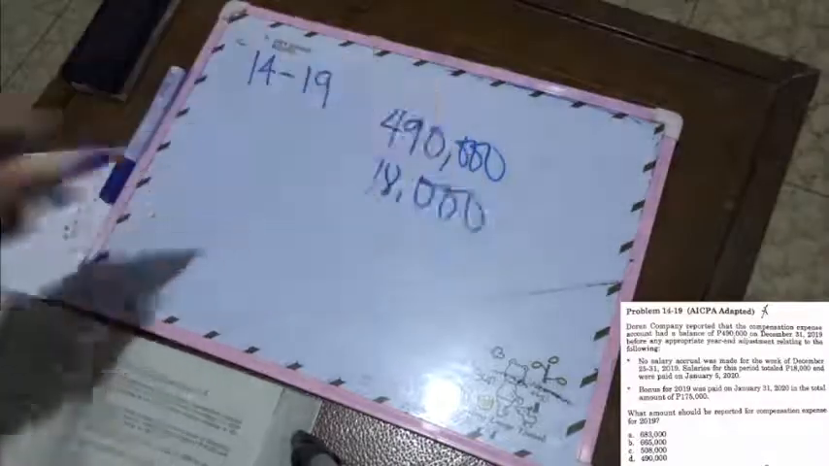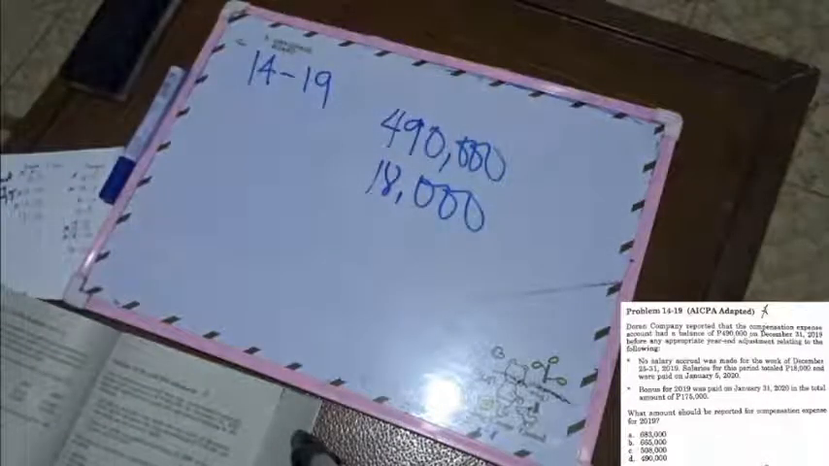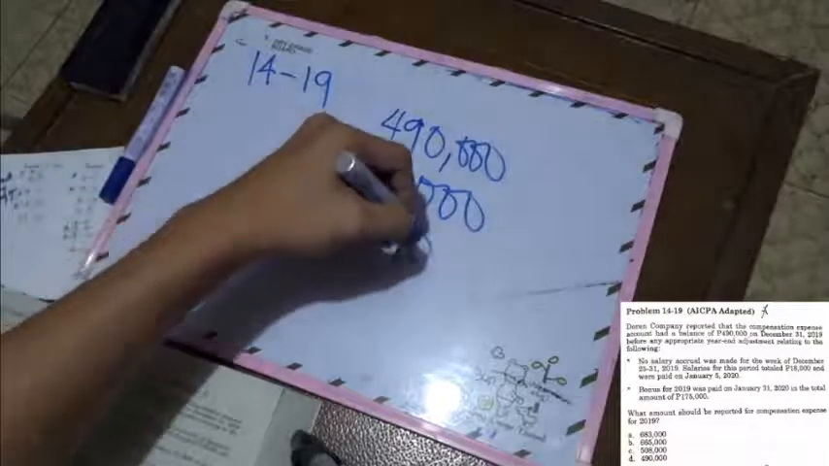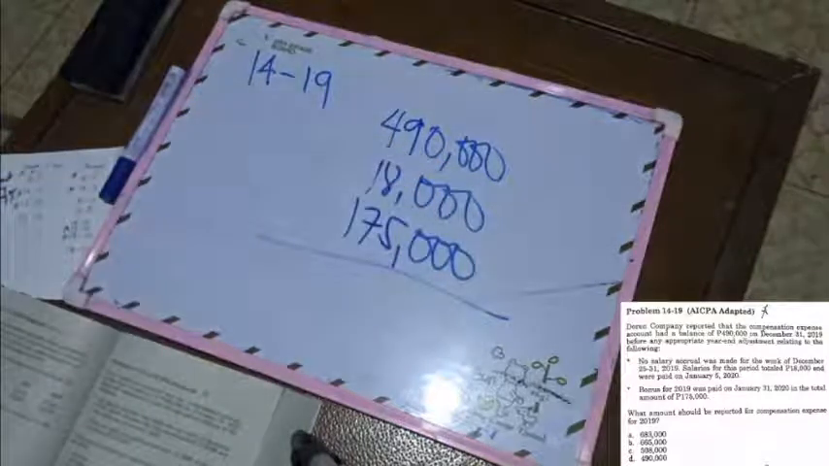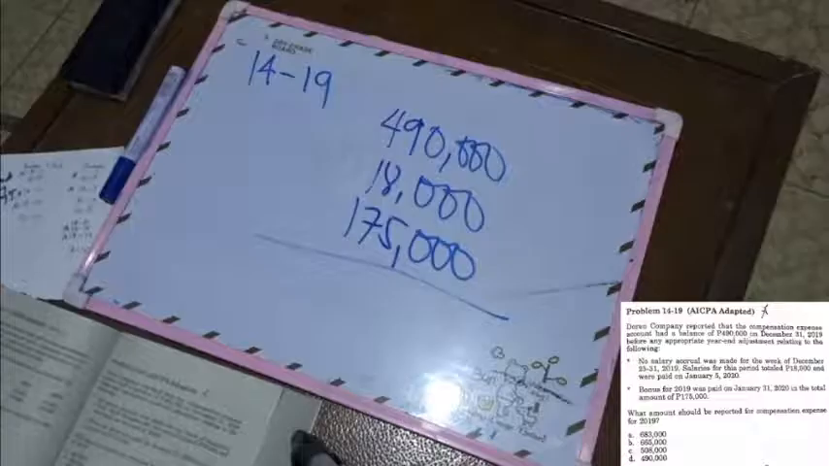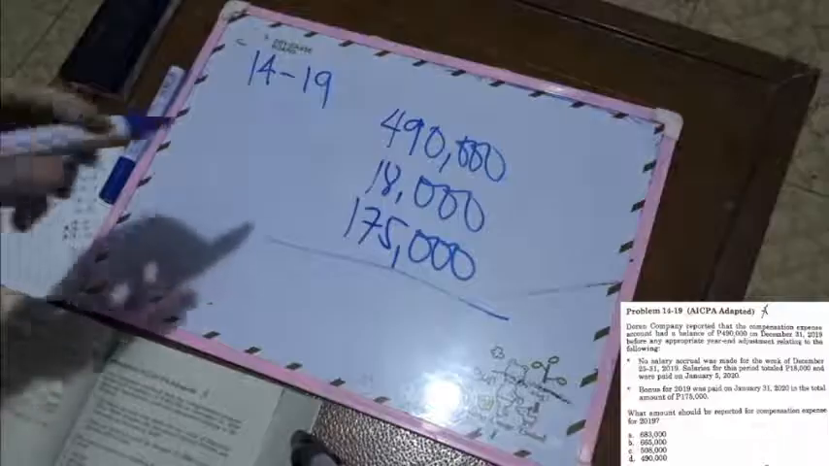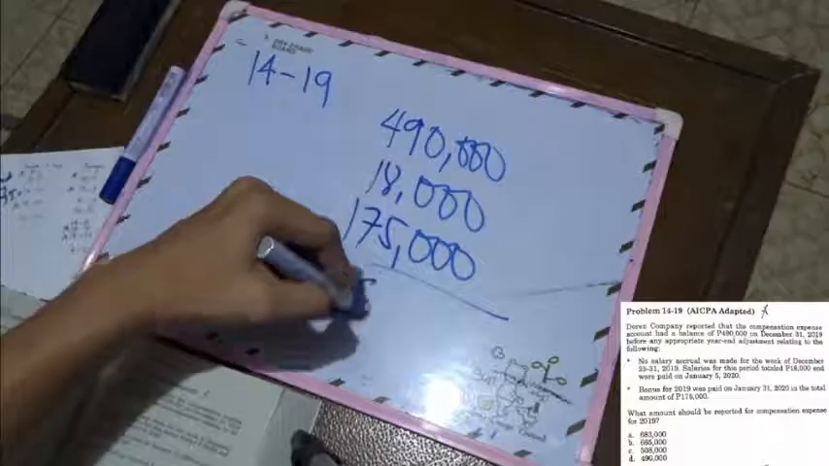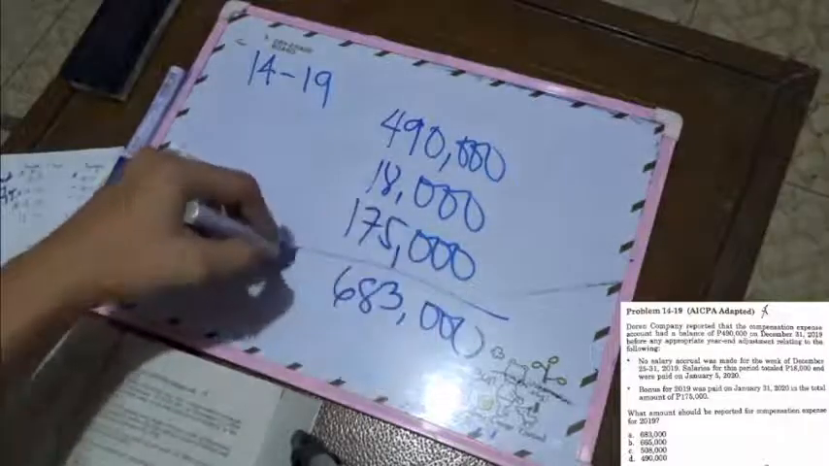18,000. Next, bonus for 2019 was paid on January 31, 2020, total amount of 175,000. Because this bonus relates to a 2019 expense, this should also be included in the compensation expense for 2019. So all in all, total expense that Doran Company should report is 683,000, and that's letter A.